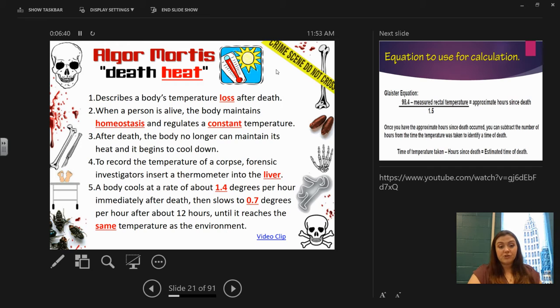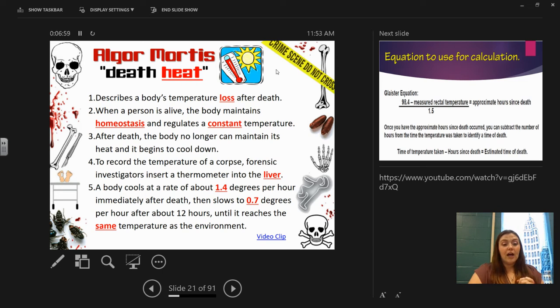Okay, now algor mortis. So algor mortis is death heat. Mortis means death, algor means heat. So it describes a body's temperature loss. This is probably the first thing they're going to do when they find a body: take its temperature and try to compare it to the surrounding temperature to figure out how much heat they have lost. And that should give me a pretty accurate time of death.